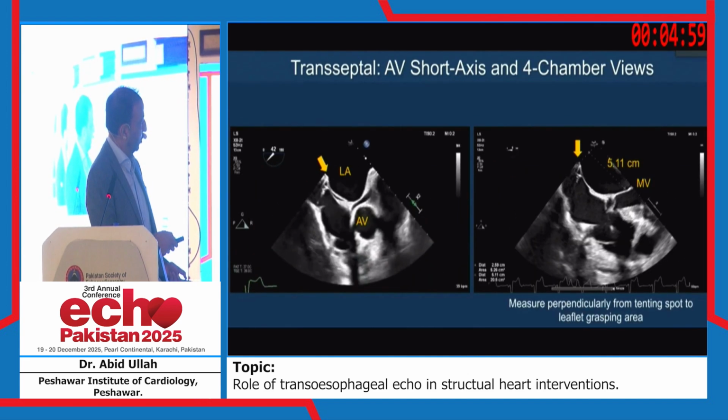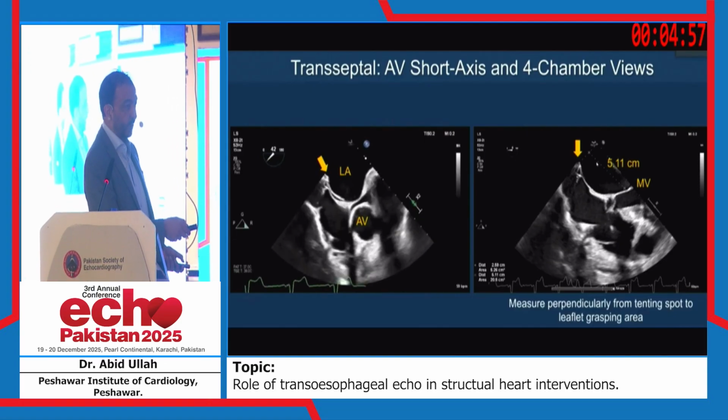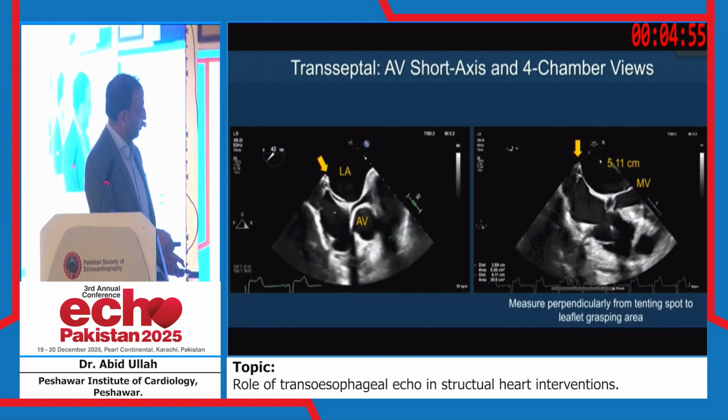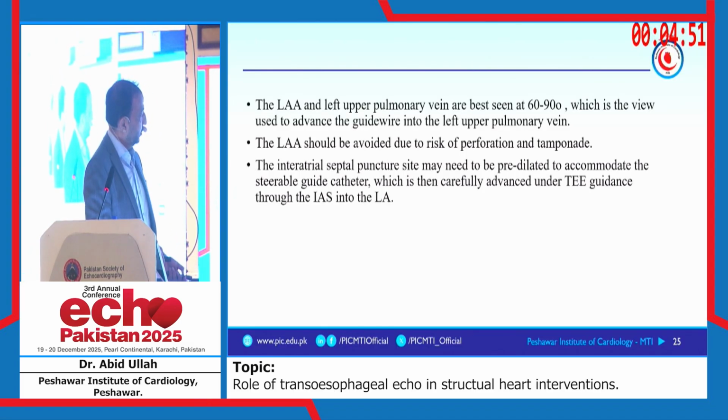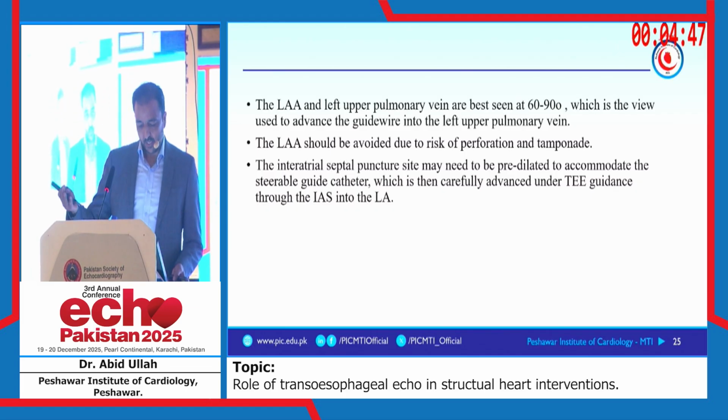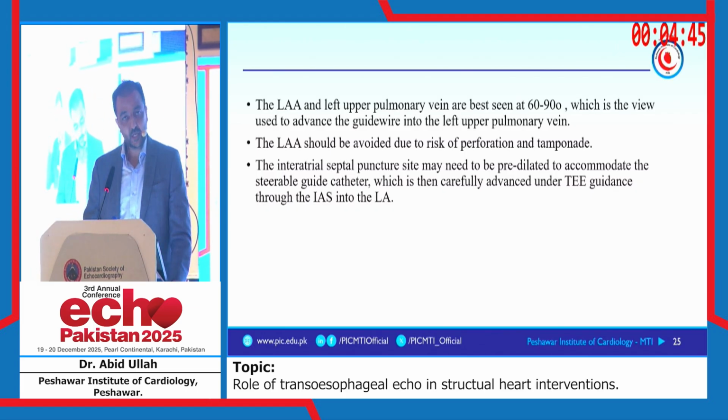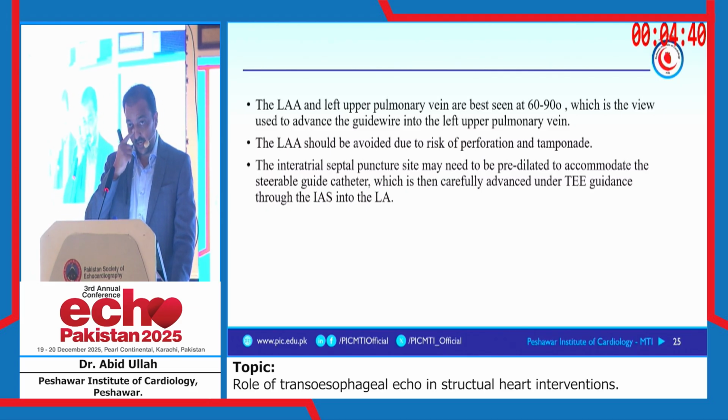And then you go to aortic valve short view, which is explained to a 4-chamber view to make sure that you are away from your aortic valve to do the proper puncture there. So once you are in the left atrium, then the left atrial appendage and the left upper pulmonary vein are going to be your targets there. So 60 to 90 degrees is the best view for that.